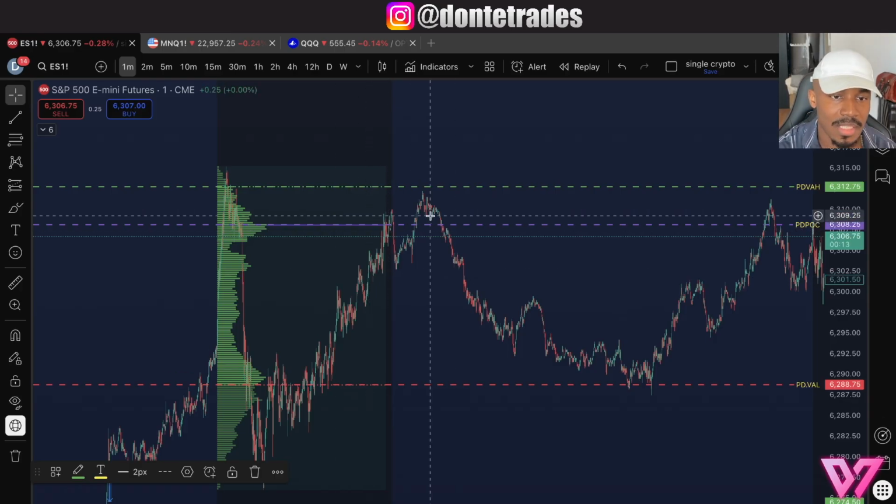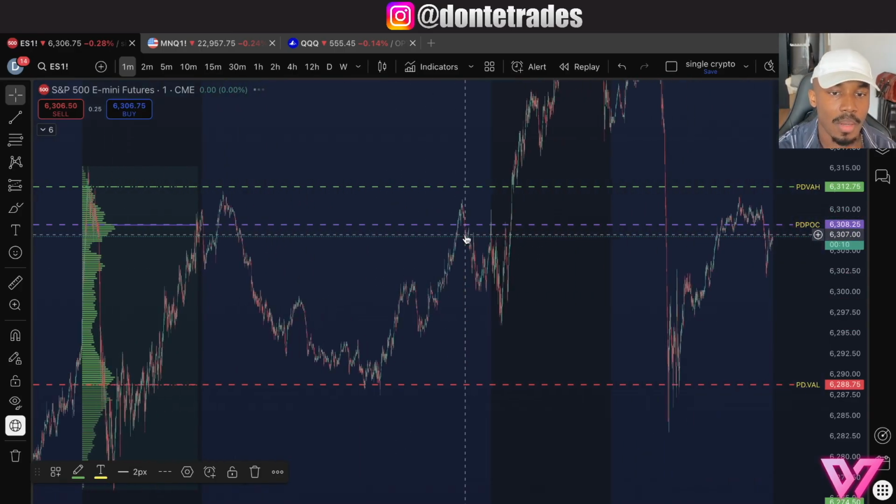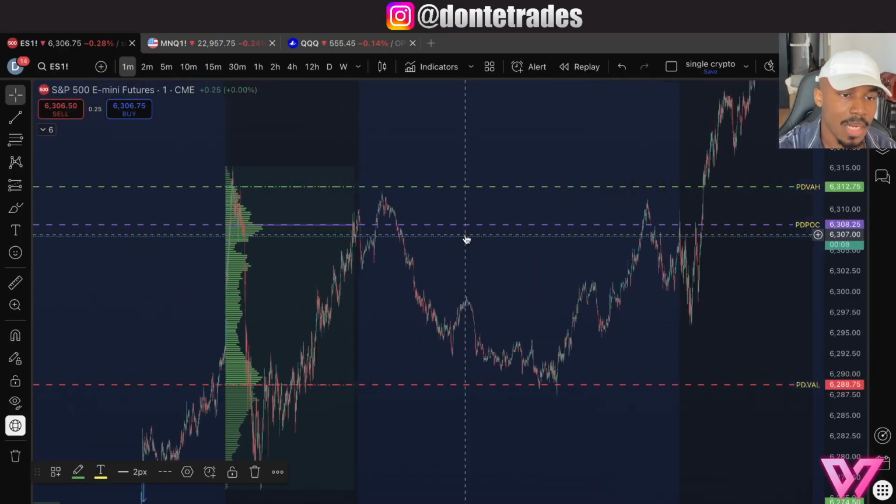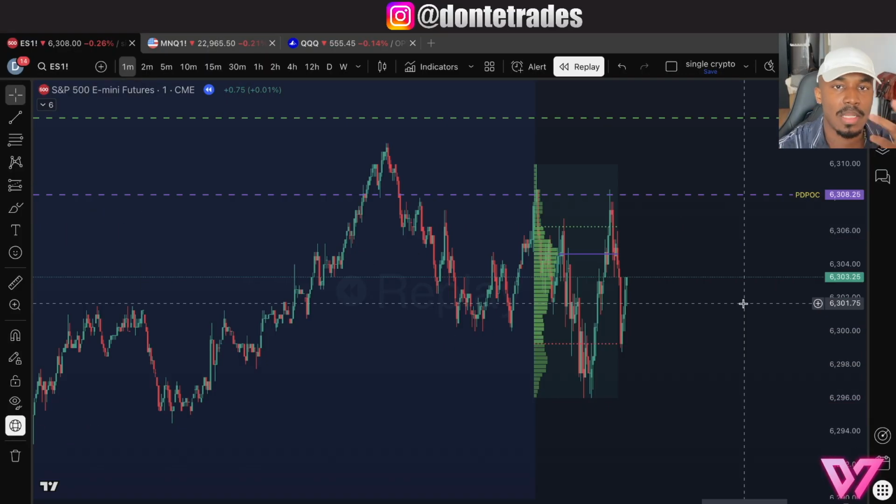But again, because this is fair value, you tend to get a lot more consolidation at this level. Now, the next thing that we're going to do is go to the current session, and we're going to use the volume profile tool as well.